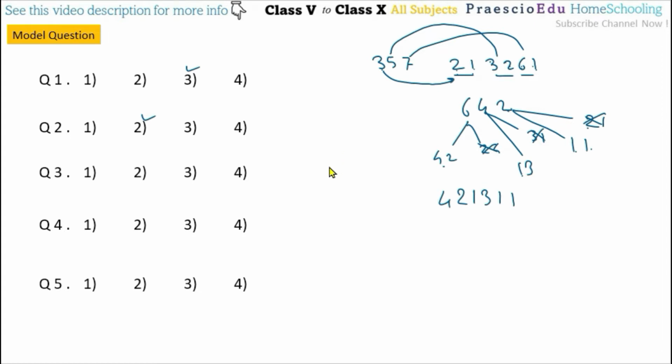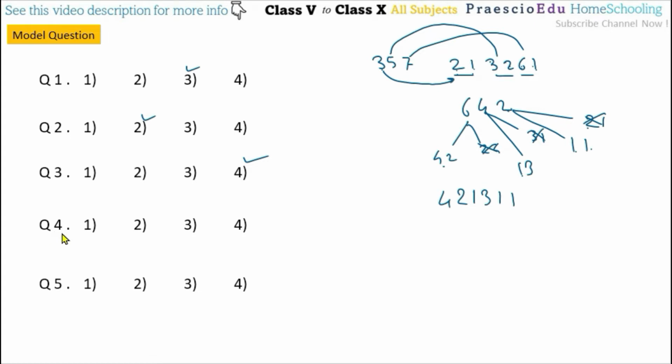Then question number 3: In a code, 8 is equal to 64, 9 is equal to 81, 10 is equal to 100, so what is 15? Actually 8 square is 64, 9 square is 81, and 10 square is 100, so like this 15 square is 225. This is available in option number 4.